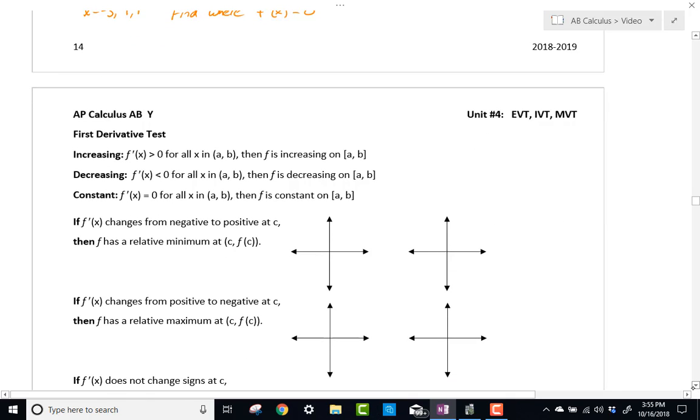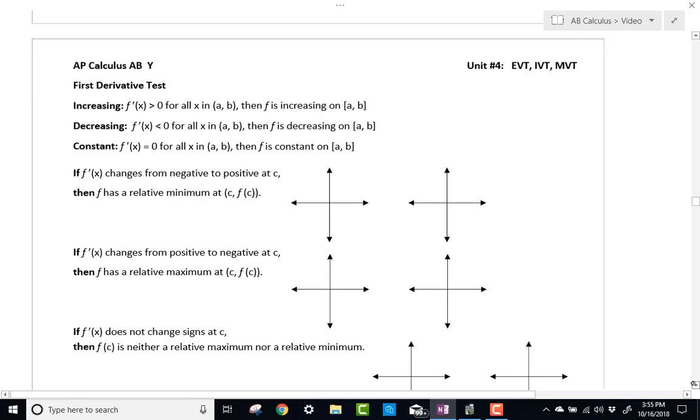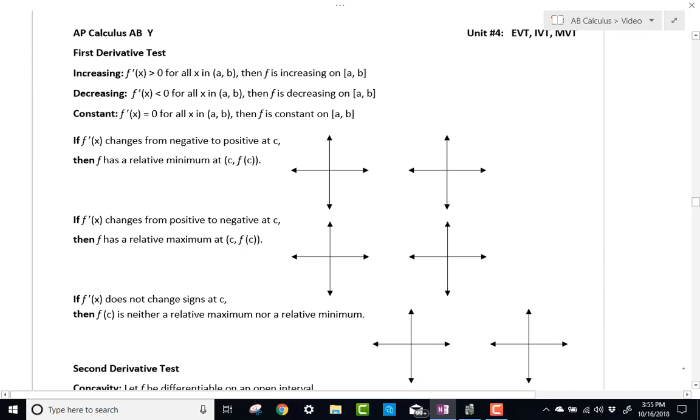So this is more just an informational page here. But these are all the things that we've talked about in terms of f and f prime and all that kind of stuff. There's a couple of graphs over here I want to fill in really quickly. You can read about increasing, decreasing, and constant. We've talked about those many times. So if f prime changes from negative to positive at c, then f has a relative minimum at c, f of c.